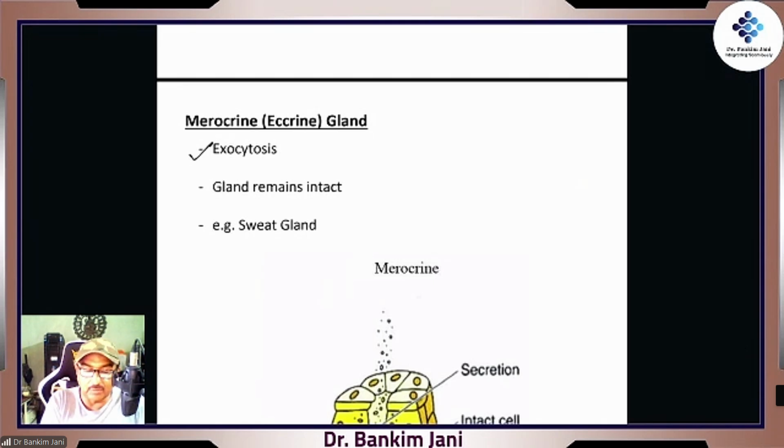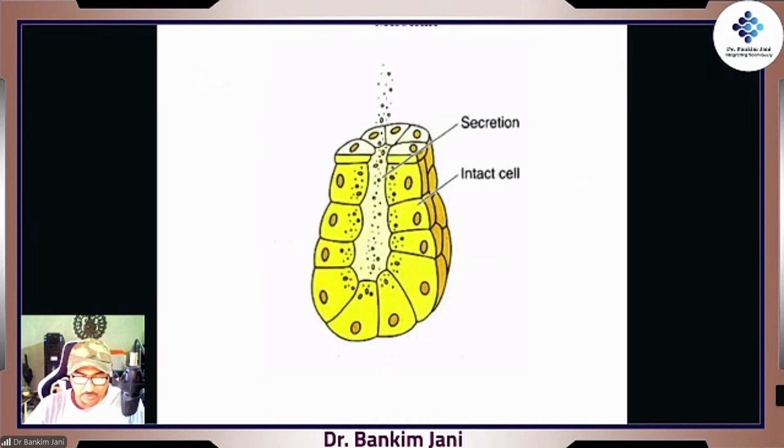Exocytosis. Merocrine glands are also called eccrine glands. Exocytosis, so they'll be releasing outside. The gland remains intact, but it will just keep on releasing the substance. That's like a sweat gland. So over here, it won't get destroyed.